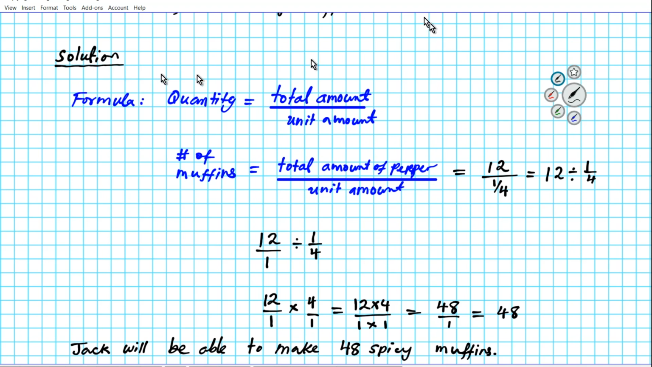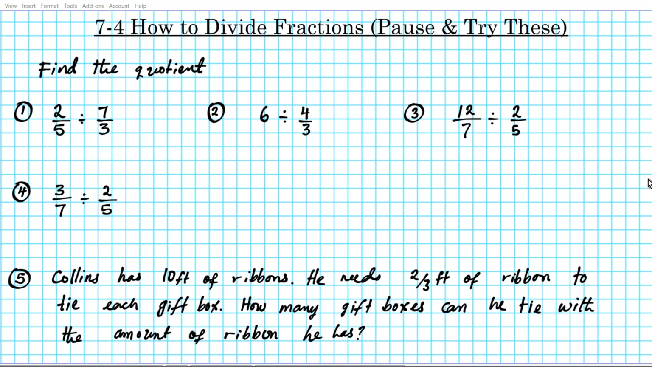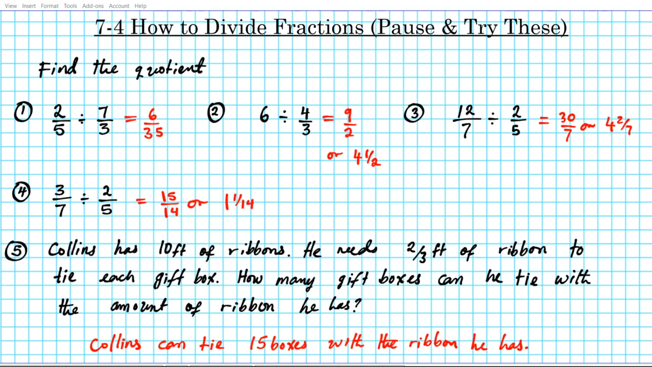Okay, so it's now your turn to do some practice problems. Alrighty, ladies and gentlemen, these are the practice problems that we'd like you to try out. Go ahead and pause the video presentation at this time and try out these 5 practice problems. When you're done, click on the playback button and we're going to review what the answers are for you. Alrighty, so here are the correct answers. Go ahead and check your answers at this time.